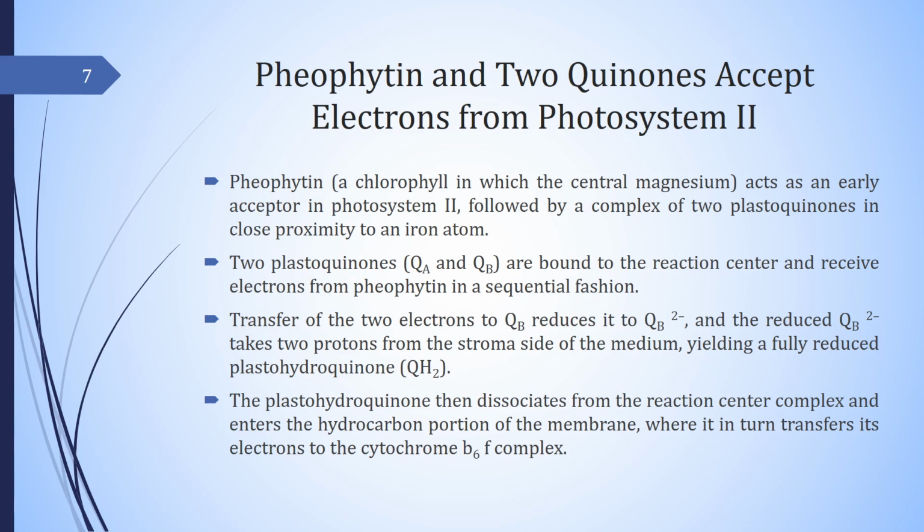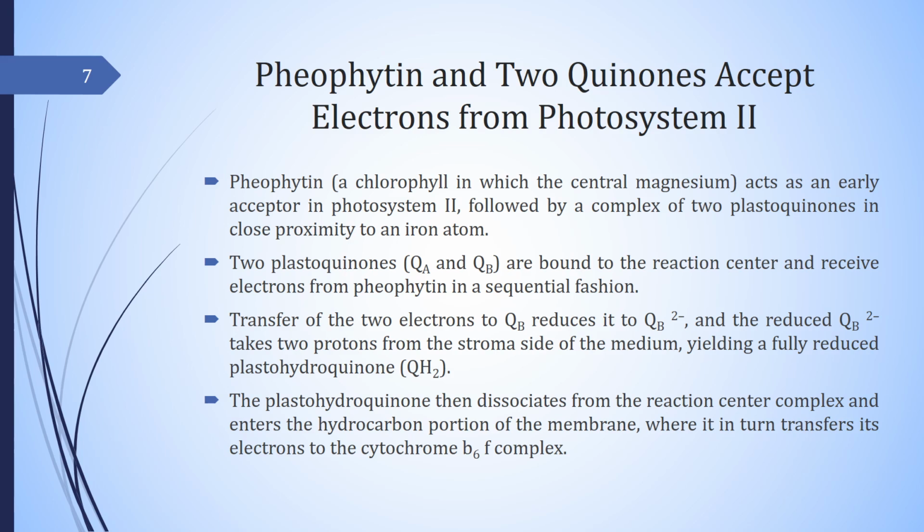In the Z scheme, pheophytin and two quinones accept electrons from photosystem 2. Evidence indicated that pheophytin acts as an early acceptor in photosystem 2, followed by a complex of two plastoquinones in close proximity to an iron atom. Pheophytin is a chlorophyll molecule in which the central magnesium atom has been replaced by two hydrogen atoms. Means you can say that pheophytin is a chlorophyll molecule but without magnesium. This chemical change gives pheophytin chemical and spectral properties that are slightly different from those of chlorophyll.